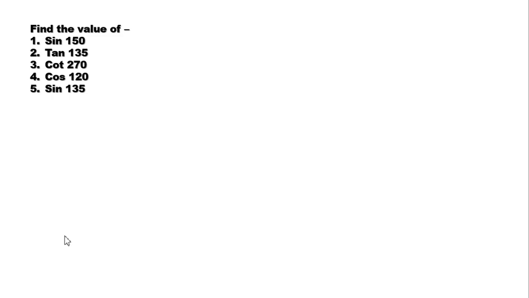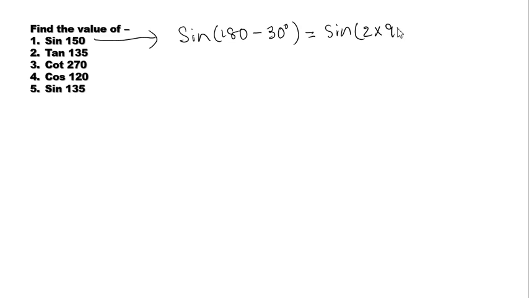Now see, they are asking you to find the value of sine 150 degrees. Now how to find out the value of sine 150 degrees? Now see, I can write it like this: 180 minus 30 degrees. Okay, 180 minus 30 degrees. So can I write it like this? 180, I can write it like this: 2 into 90 minus 30.